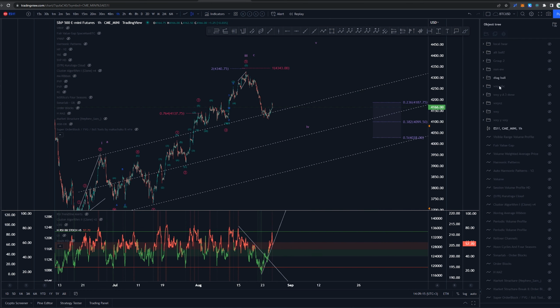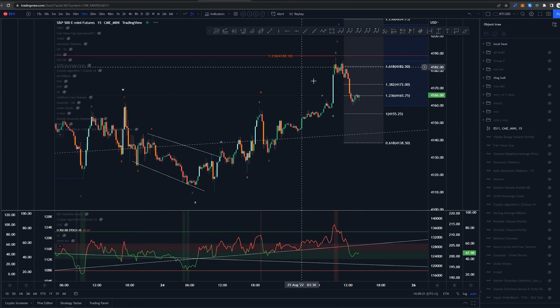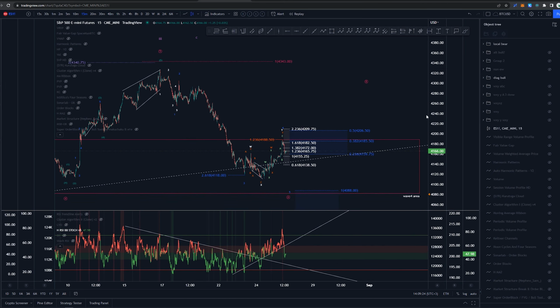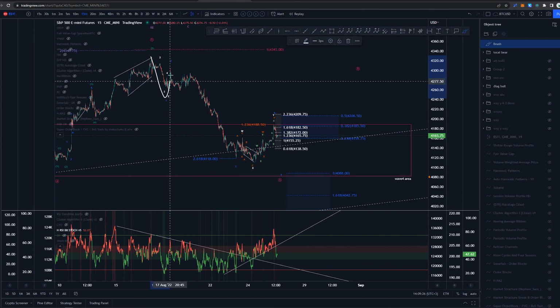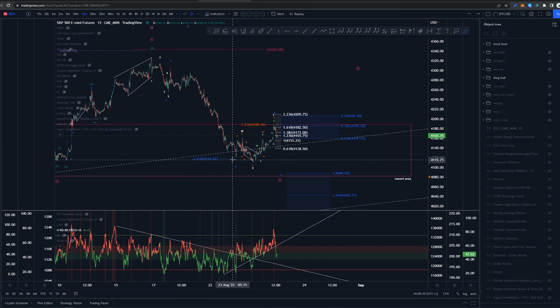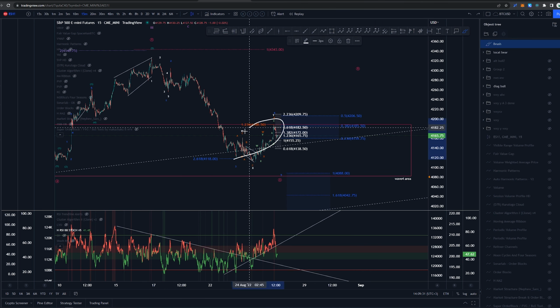Now, to me, this structure is not finished as of yet. Let me show you this structure that I have here. I've labeled this as a 1, 2, another 1, 2, 3, 4, and 5 into the third, and then this whole structure was going to be the wave 4.